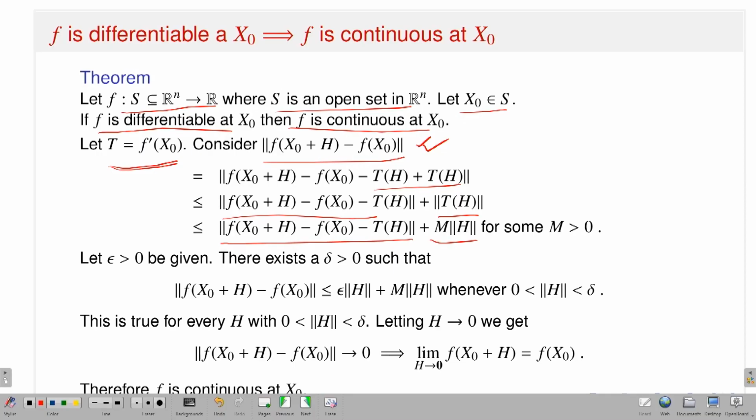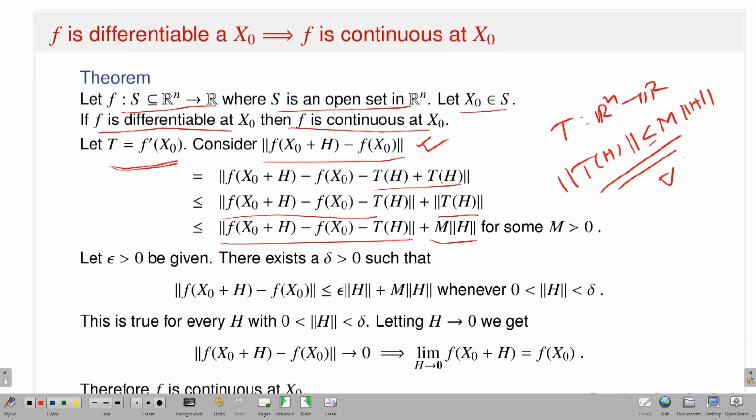Why? Because I have a linear transformation T from R^n to R. If I have a linear transformation T from R^n to R, you can prove that the norm of T acting on h is less than or equal to a fixed constant M times the norm of h. I am not saying this in detail here. So if I have a linear transformation, this is actually bounded. These are bounded linear transformations, because R^n to R is a finite dimensional Euclidean space. So there always exists an M such that this is true for all h. That you can get. For the time being, we assume that this is the case.